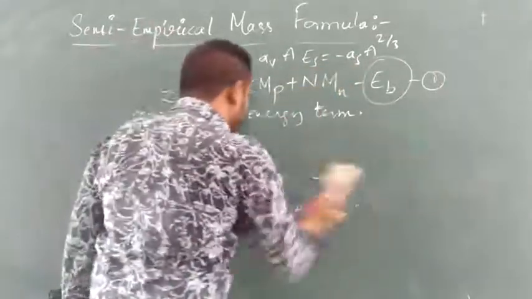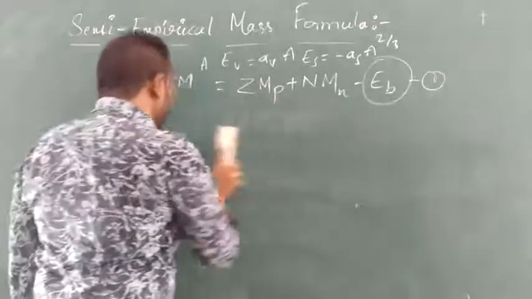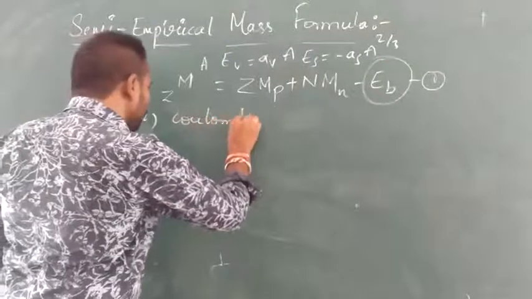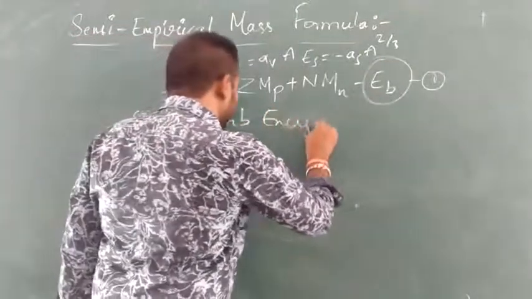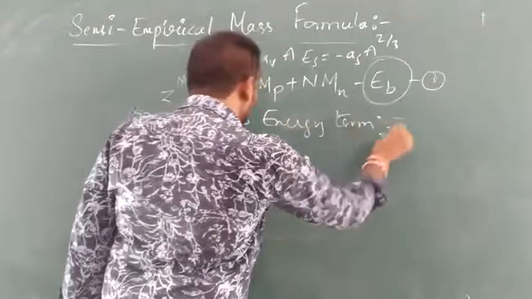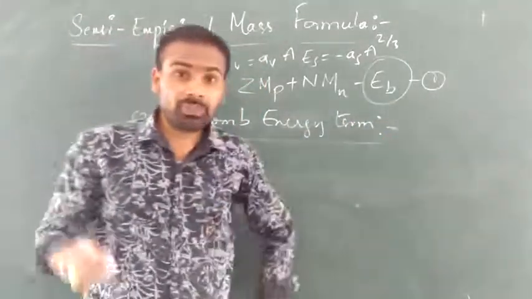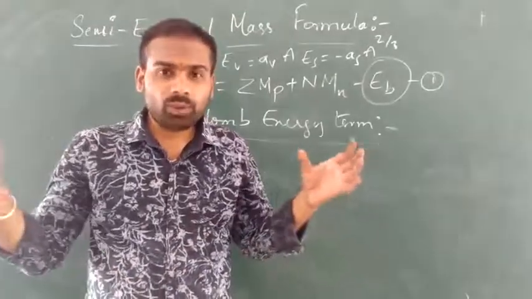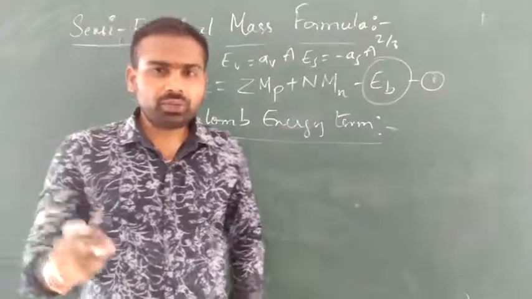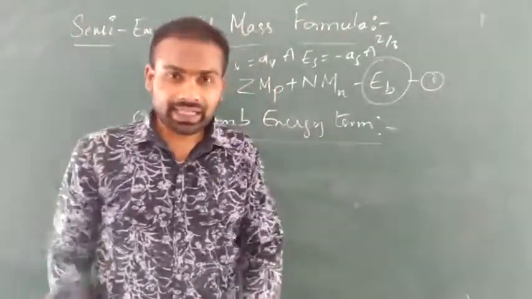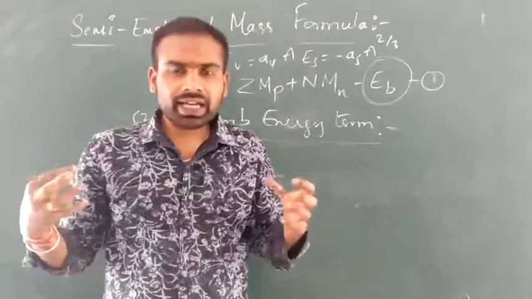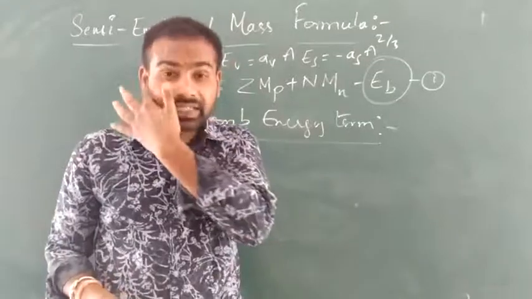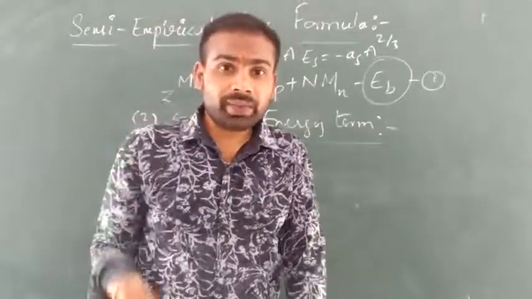Okay. Next, similarly, we have the Coulomb energy term. See, what is Coulombic force? Coulombic force is between protons and protons. Already in the last class we said it is the Coulombic repulsive force. So the Coulombic repulsive force between the protons will decrease the binding energy, isn't it? There is a repulsion force between the protons, so the nucleus will be disturbed. So the binding energy will be decreased due to the Coulombic energy term.